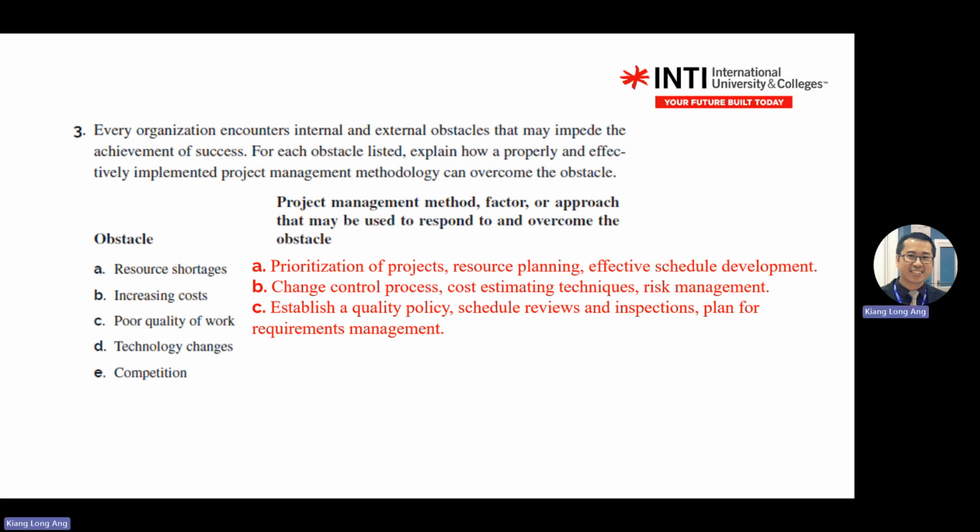So same like your FYP. Your supervisor will set a quality policy, for example, or the expectation. They'll give you some samples. Then you schedule a review, like okay, every week, let's see what you do. Then you do inspection. Then plan requirement: you will check back all what the customer wants, or the schedule, when you should submit things and so on. So this is how you do it.